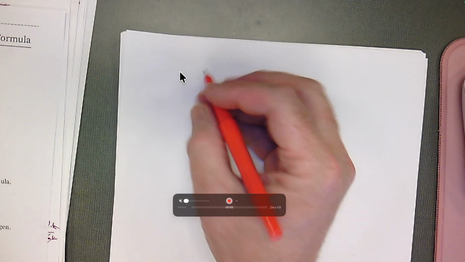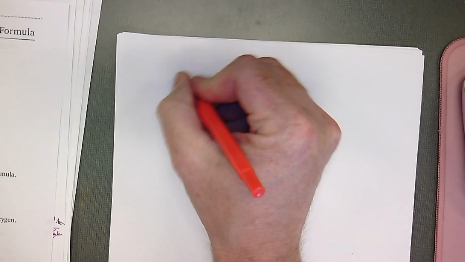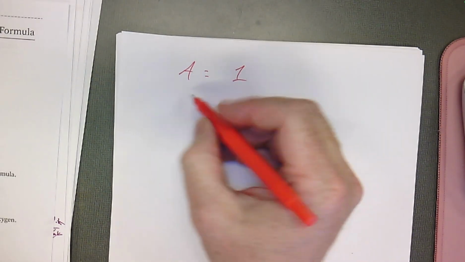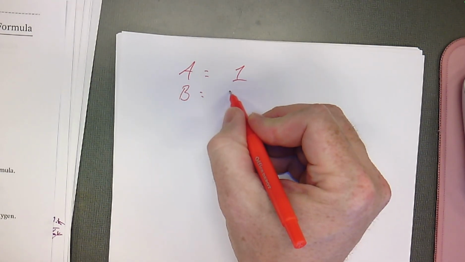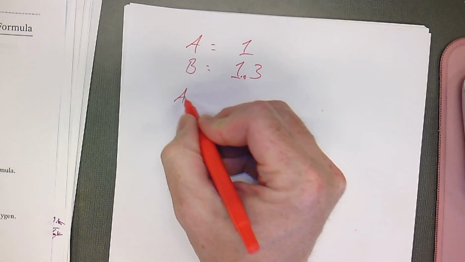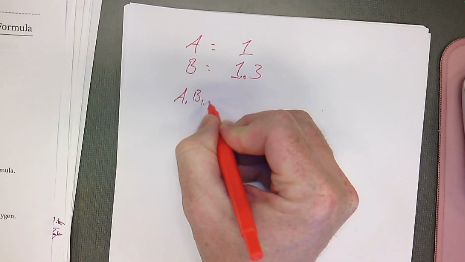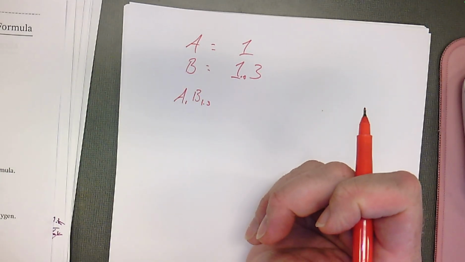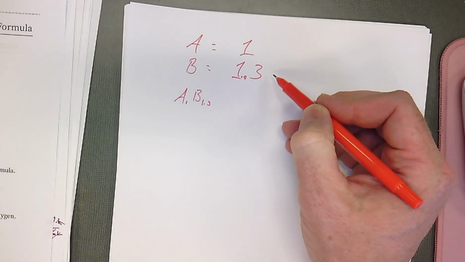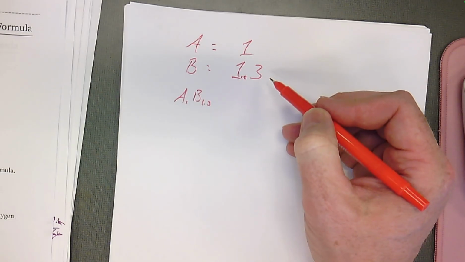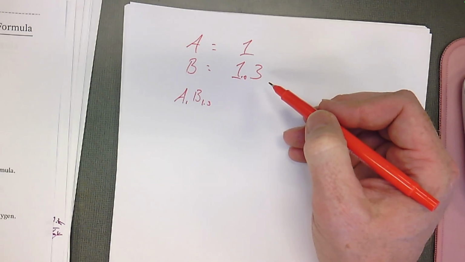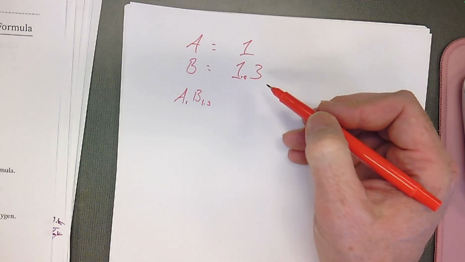Okay, let's say after we divide it out, element A was the smallest one, so it comes out to be 1 because it's divided by itself. But element B came out to be 1.3. Well, we couldn't have a formula that's A1, B1.3 because you can't have 0.3 of an atom. So we figure out a number that we can multiply this by to get it within a tenth. Sometimes we go a little higher than that.